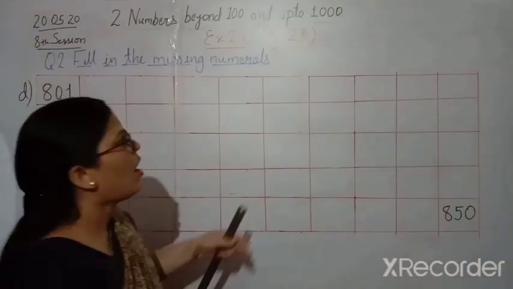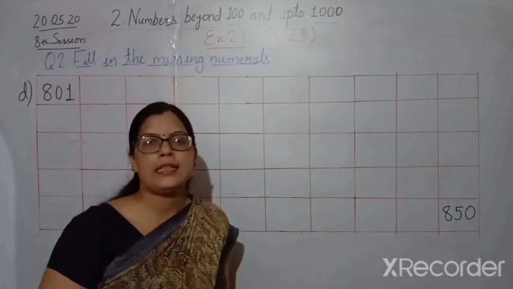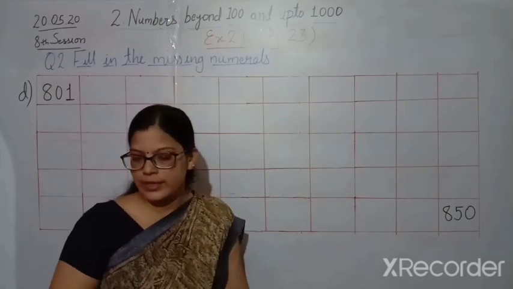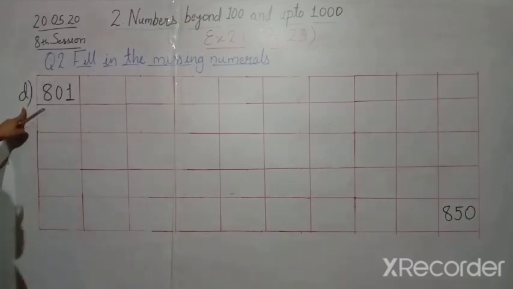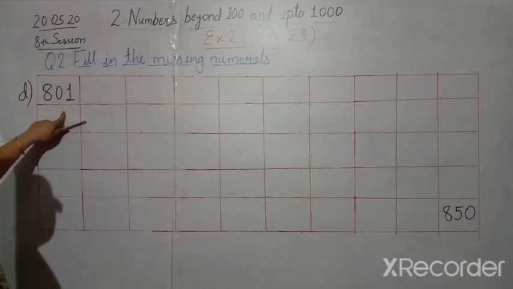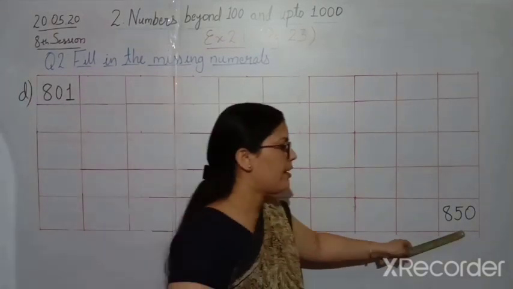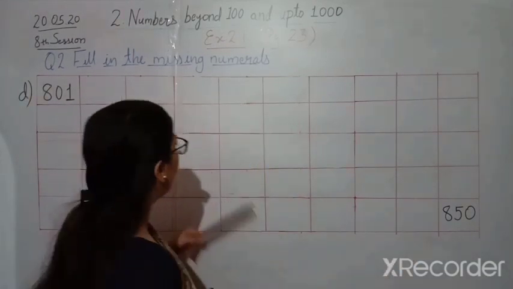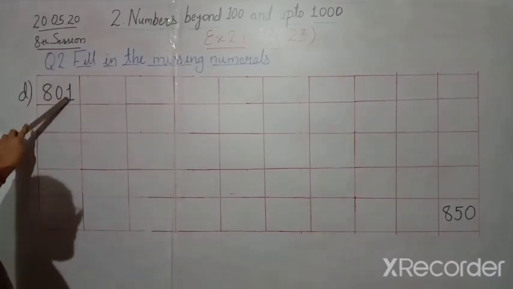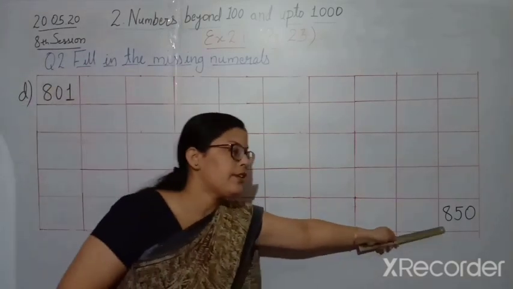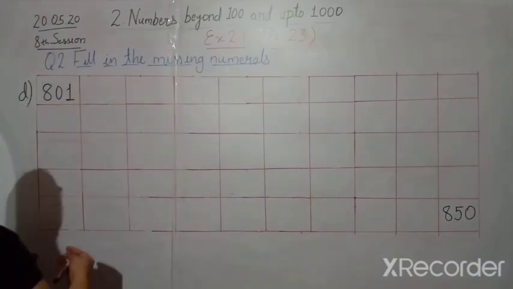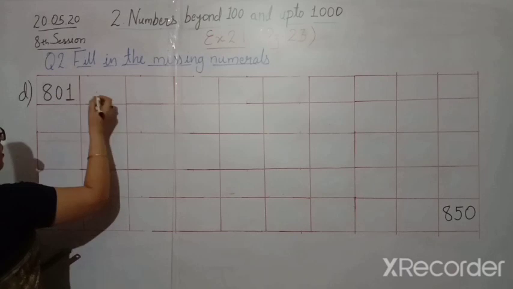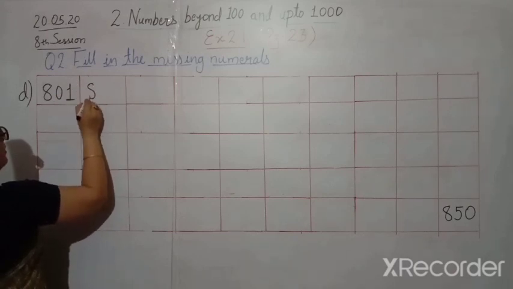Okay students, now come to page number 23. Question number B. Here, what do you have to do? We have to fill the missing numerals between 801 and 850. So let's start. Now, what will come after 801?